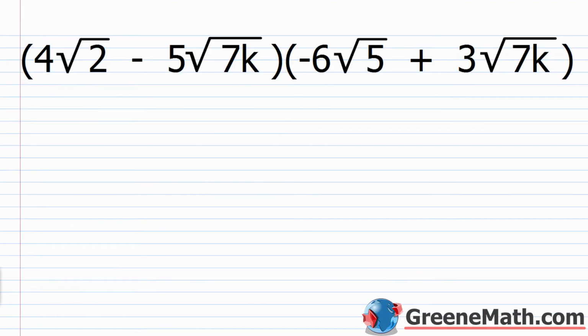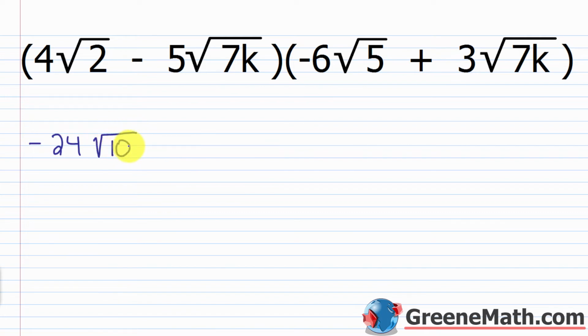All right, for the next one, I have a similar situation. I have the quantity 4 times square root of 2 minus 5 times square root of 7k. And then this is multiplied by the quantity, negative 6 times square root of 5 plus 3 times square root of 7k. So again, I'm going to use FOIL. So first terms, 4 times square root of 2 multiplied by negative 6 times square root of 5. So 4 times negative 6 is negative 24. The square root of 2 times the square root of 5 is the square root of 10.